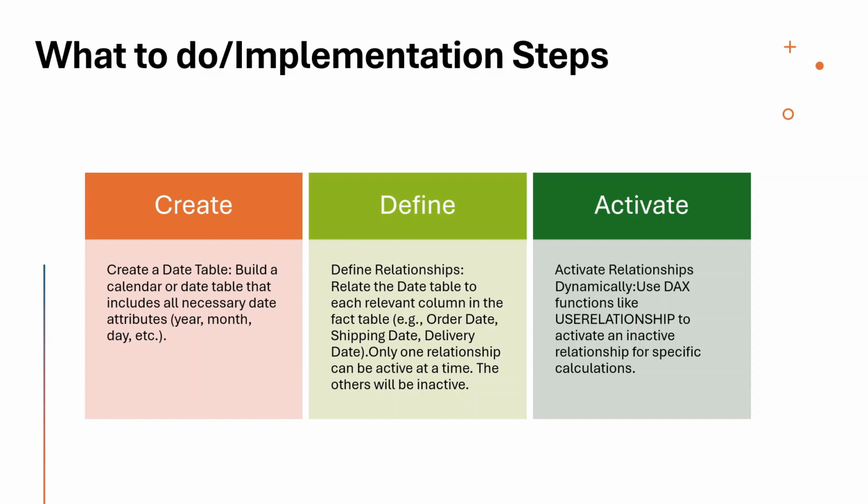Now, this brings us to our third step, which is for you to activate the inactive relationships between the date in the date table and the order, delivery, and shipping dates in the sales table. So what you are going to do is use a DAX function called USERELATIONSHIP to activate the inactive relationship that exists between the date table and the sales table, by virtue of what you created between shipping dates and the dates in the date table, and delivery dates and the date in the date table.